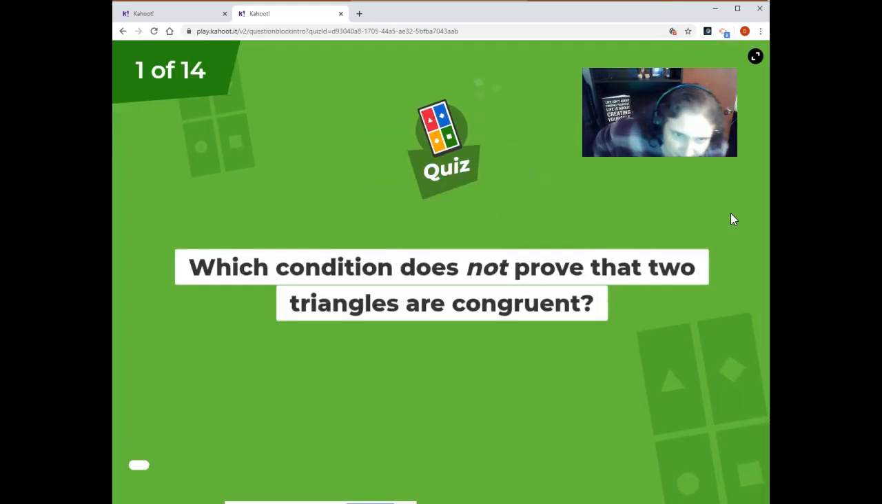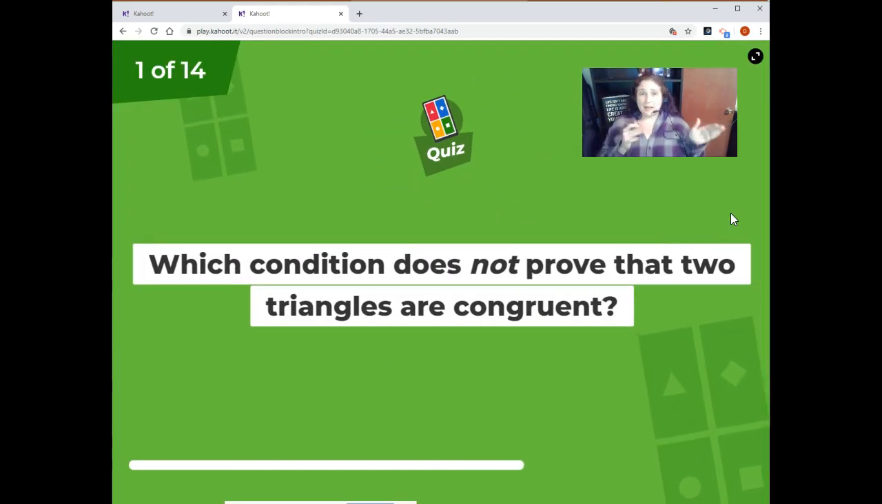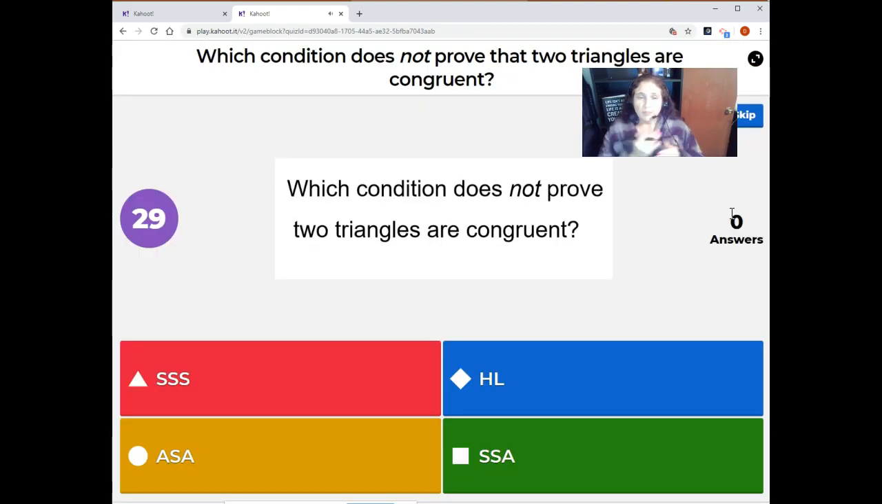Okay, here we go. 14 questions. All of these relate to side angle side, etc. Which condition does not prove the two triangles are congruent?